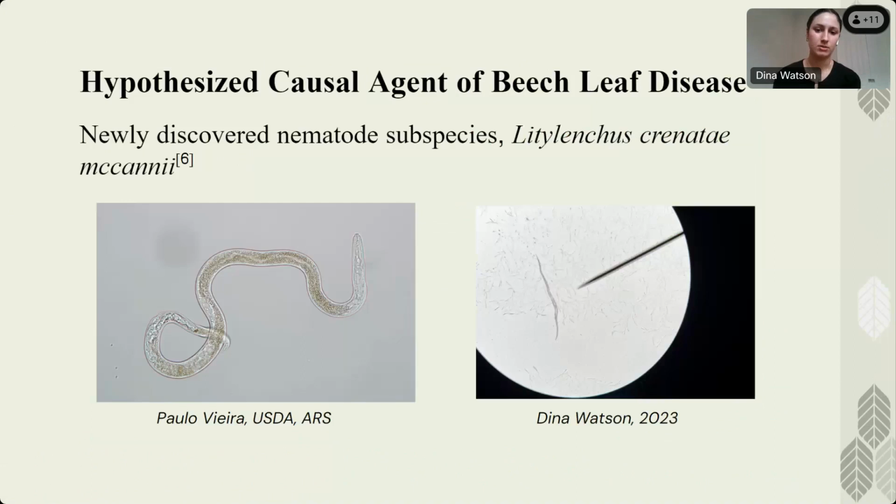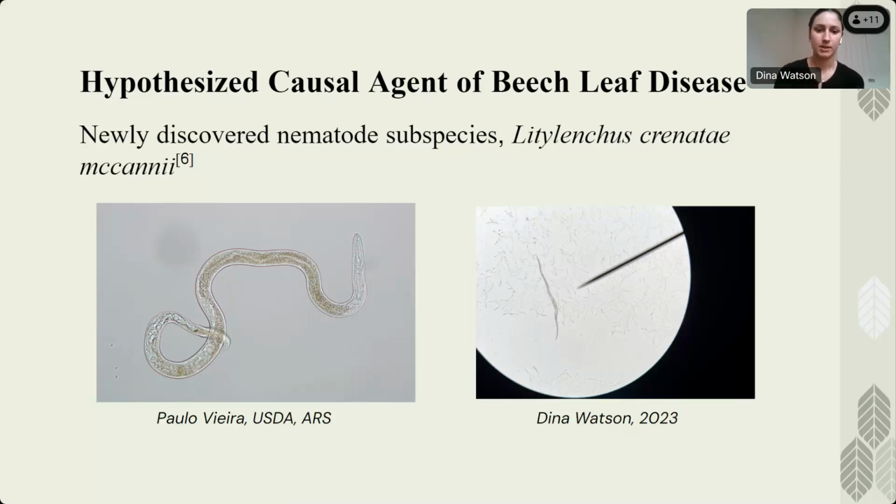The hypothesized causal agent of beech leaf disease is a newly discovered nematode subspecies called Litylenchus crinitae mccannii. Nematodes are essentially just microscopic worms that are found in essentially all ecosystems across the earth. This is a new subspecies of Litylenchus nematode. These are plant parasitic nematodes, so they infest inside of plants and they can carry out their entire life cycle, give birth and expand their populations inside of a singular organism.